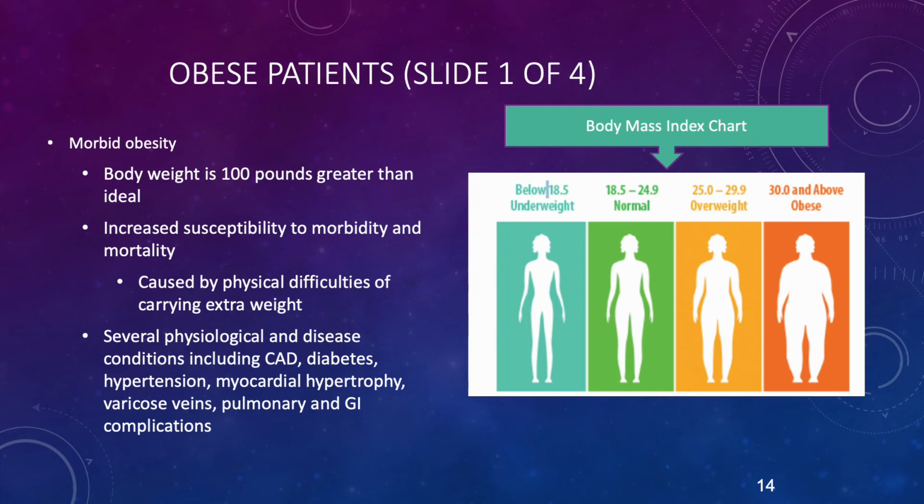Something else we see is pulmonary complications. Obese individuals typically have difficulty breathing. They can have shortness of breath. They're prone to sleep apnea, and their lungs don't inflate as well because they have a lot of weight on their chest. And so this can increase the risk of post-operative pulmonary infection and embolism.